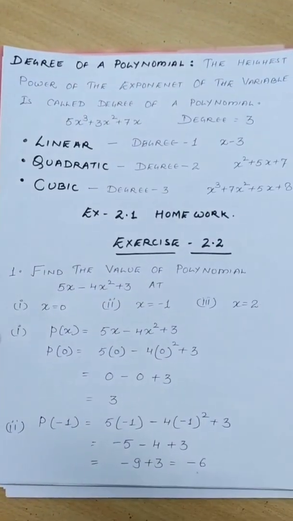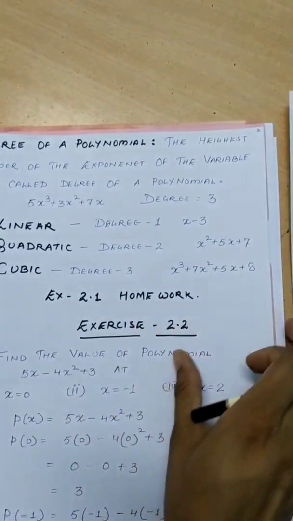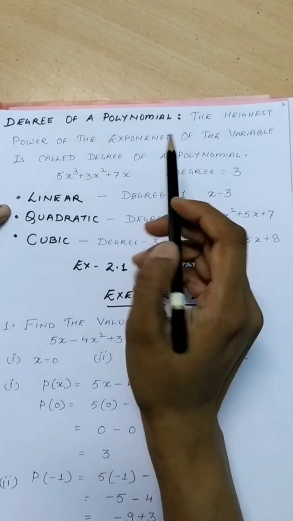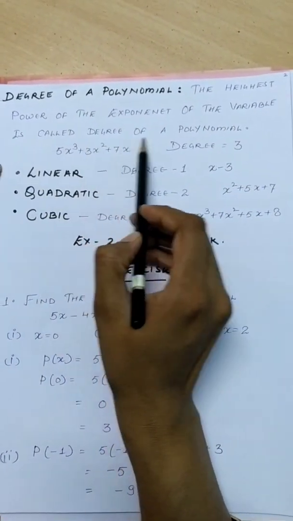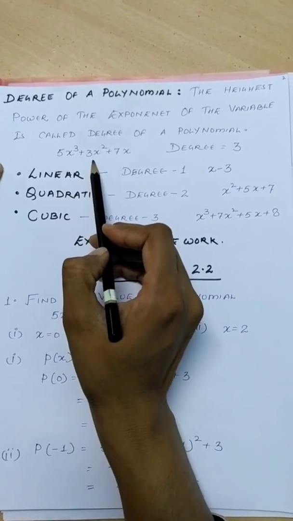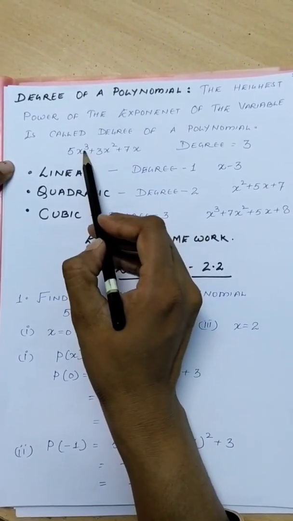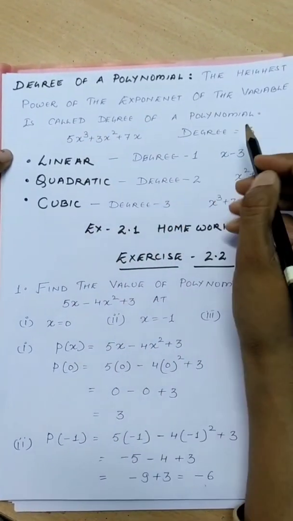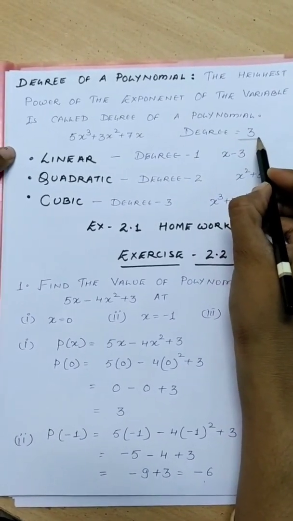Okay, now come to degree of a polynomial. The highest power of the exponent of the variable is called the degree of a polynomial. For example, 5x cube plus 3x square plus 7x. So the highest power of the variable is 3 here. So the degree of the polynomial is 3 here.